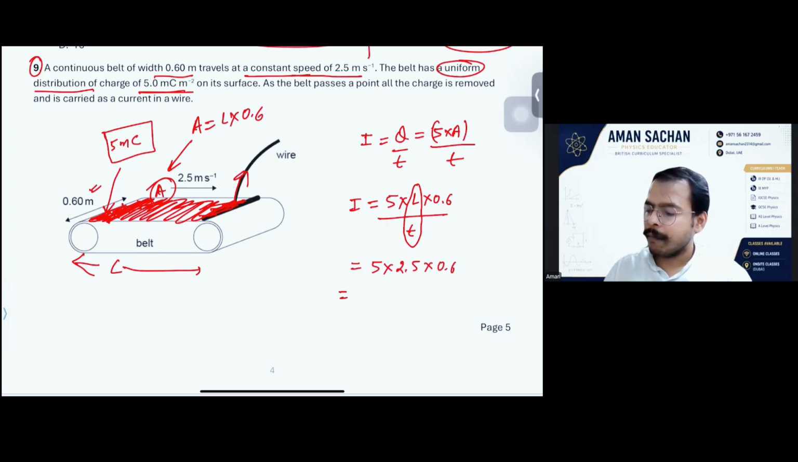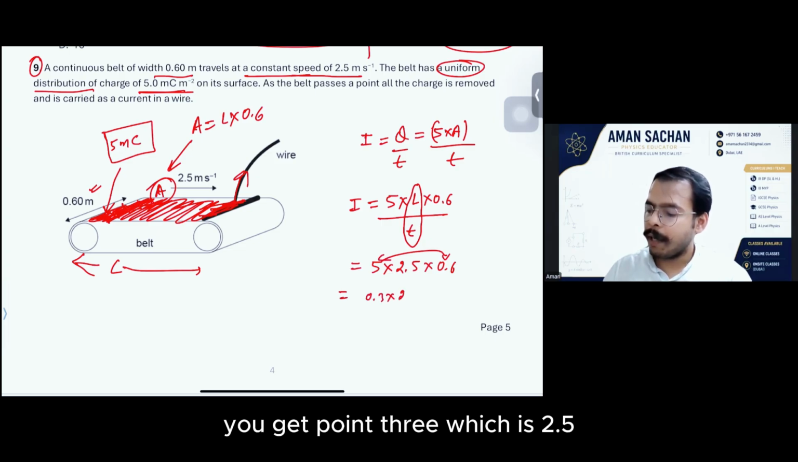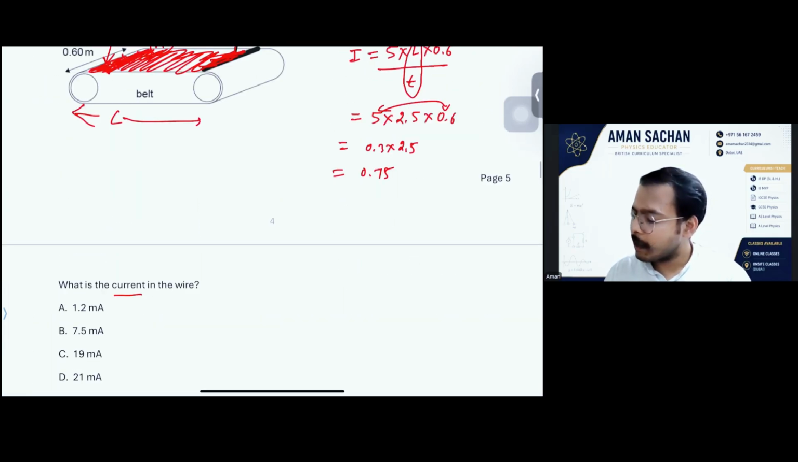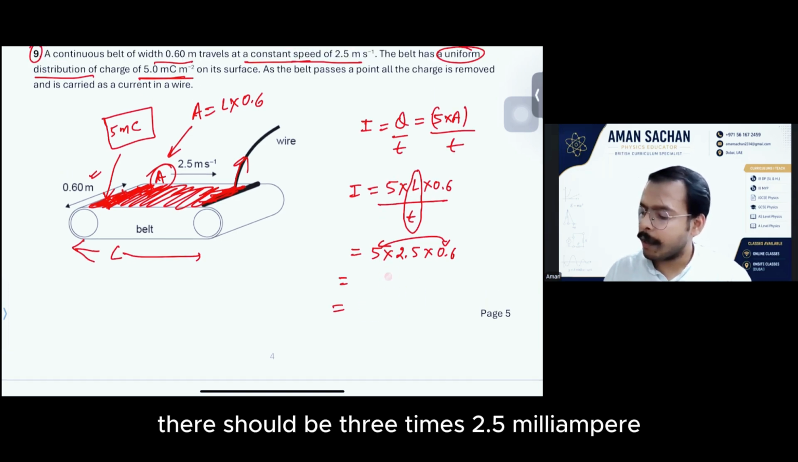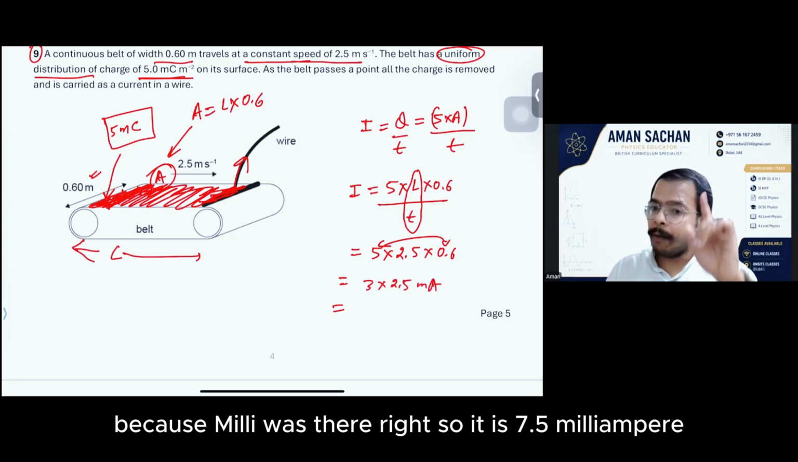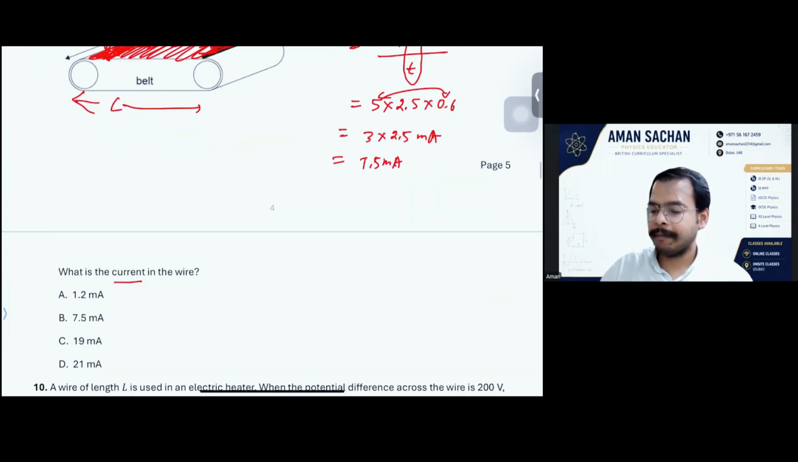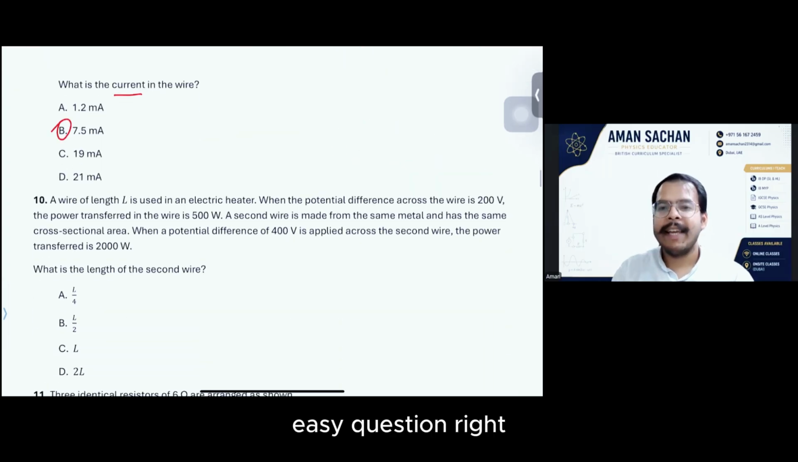Understood? So if you multiply these two, 0.6 times 5 gives 3, and 3 times 2.5 gives 7.5. There should be 3 times 2.5 milliampere, because milli was there. So it is 7.5 milliampere. Easy question, right?